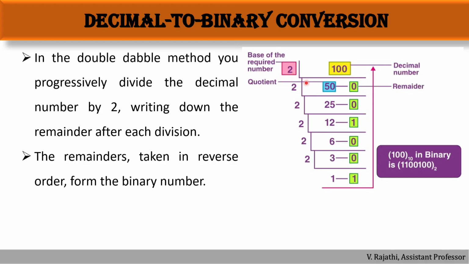So 250 divided by 2 will be 100. There is no remainder, so if there is no remainder we just write 0. The remainders are taken in reverse order to form the binary number. If you have a remainder, write 1 here; if you have 0, write 0. After all the divisions, the remainders will be 10 10 10. In this format, just stop and then write the answer from bottom to top.